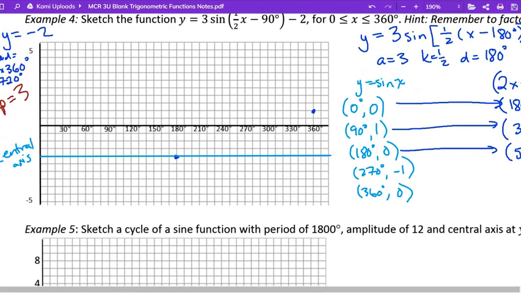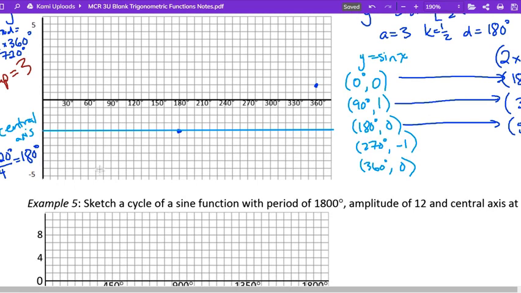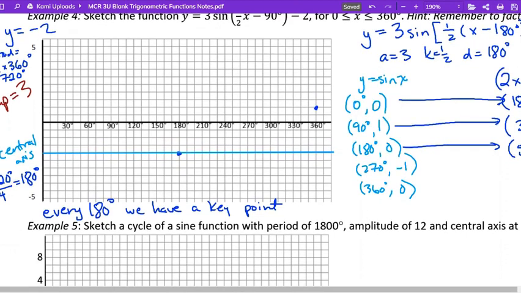We get a key point every 180 degrees. So if I take my period, 720 divided by 4, I get 180 degrees. And that tells me that every 180 degrees, I get a key point. We are going to use all this information to find the point that would happen before 180 degrees.